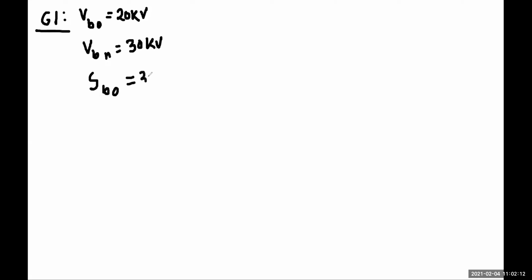At first, generator 1, right? You draw like this. What is your old base? V base old. What is your V base old? 20 kV, sir, generator. Now V base new. What is your new base? 30 kV. What is your S base old? 300 MVA, right? Yes, sir. What is your S base new?